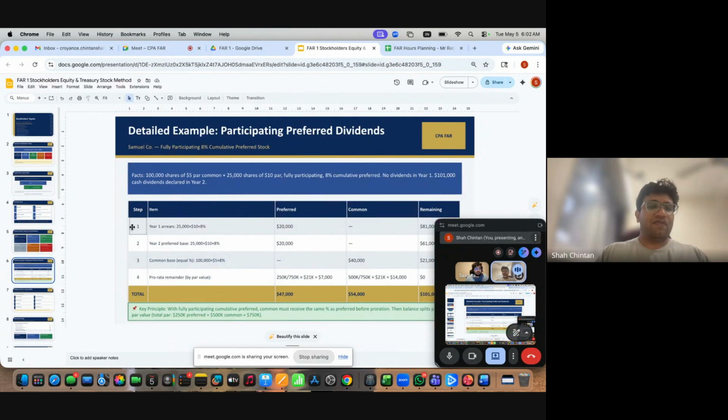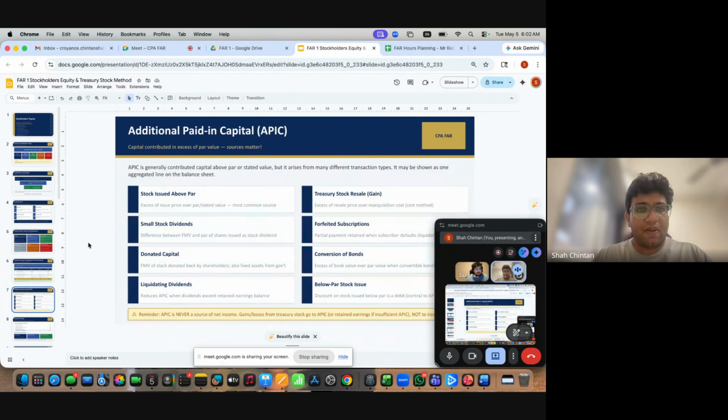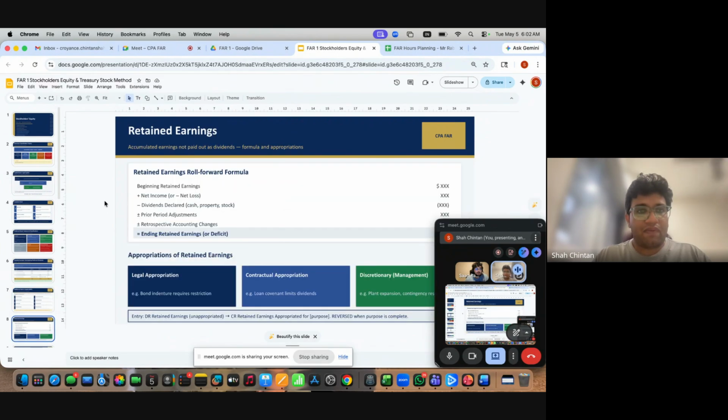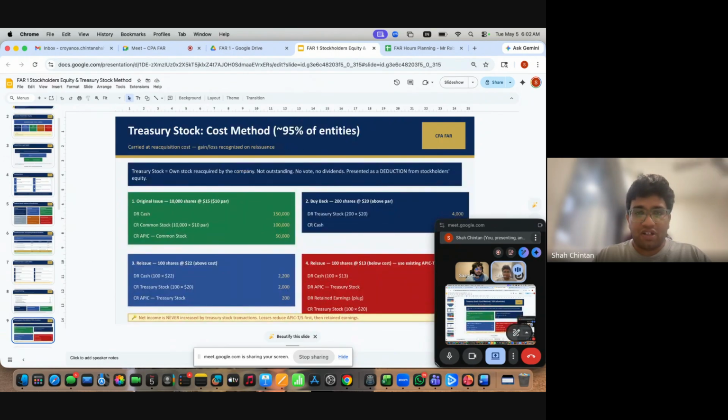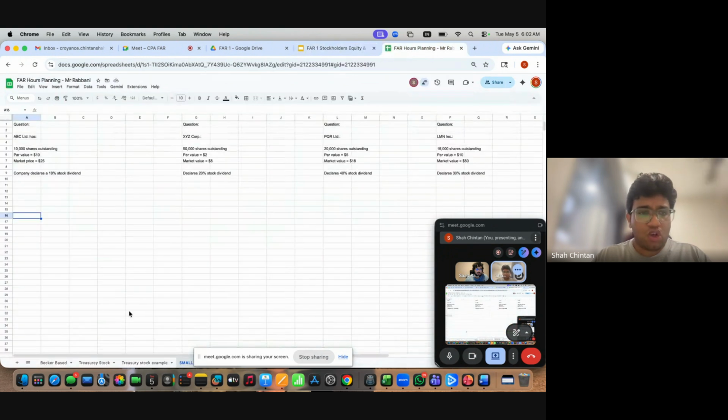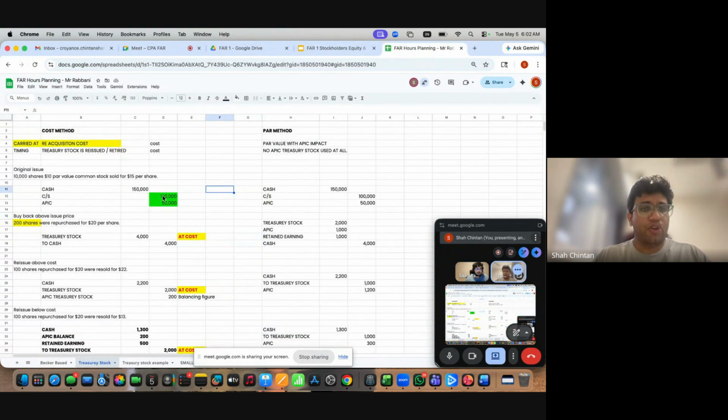इसके बाद हमने देखे थे few examples of participating preference dividends. Then we saw EPIC, what all things are there in EPIC, and then we started with the treasury stock. Treasury stock, we saw a cost method. Cost method में हमने देखा था you recognize every treasury stock at cost only. So in this example we saw कि आपने 200 shares को repurchase किया था at $20. So you recognize treasury stock at cost.